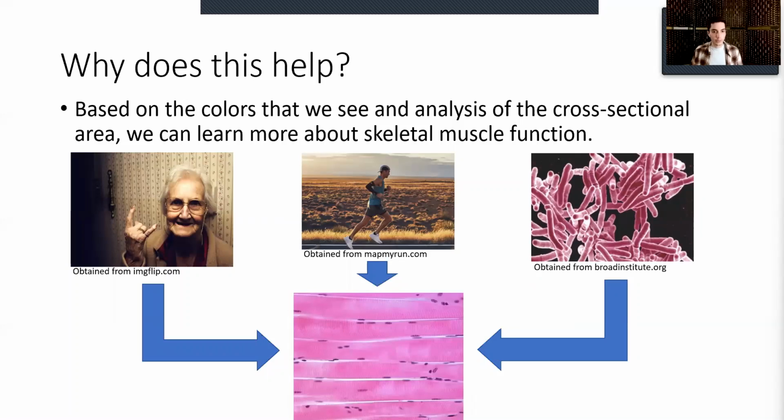So why does this help? Like, why am I doing this? So based on the colors that we see and the analysis of the cross-sectional area, we can now better study the effects of aging, exercise, and disease on skeletal muscle function in the muscle biology lab.